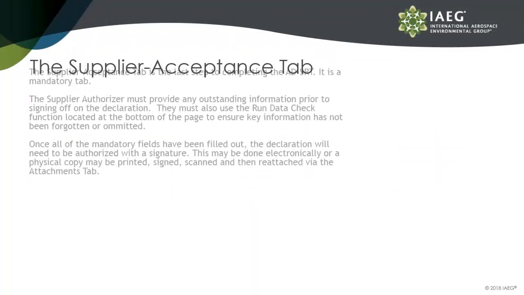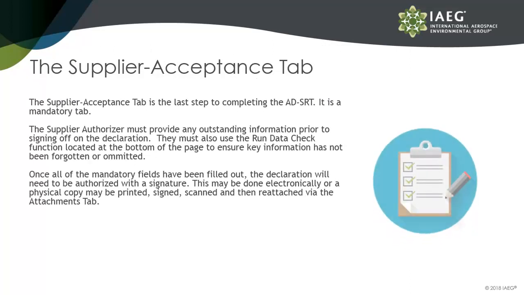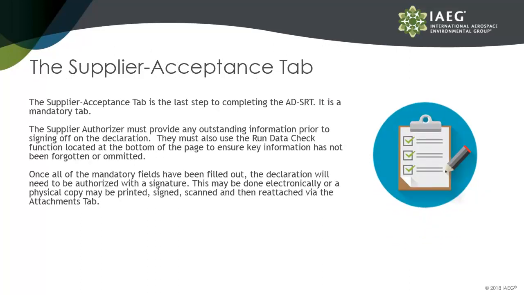The Supplier Acceptance Tab is the last step to completing the AD-SRT. It is a mandatory tab. The supplier authorizer must provide any outstanding information prior to signing off on the declaration. They must also use the Run Data Check function located at the bottom of the page to ensure key information has not been forgotten or omitted.